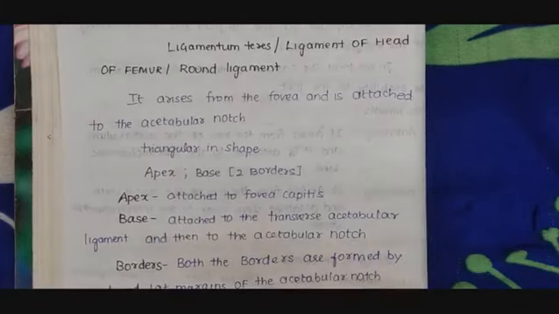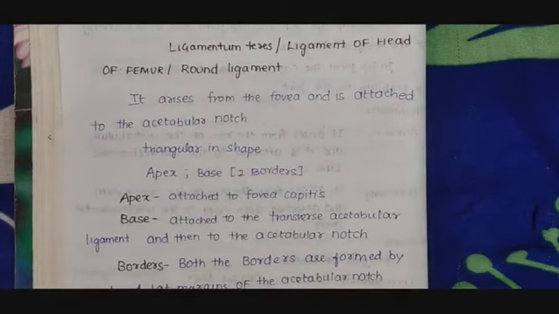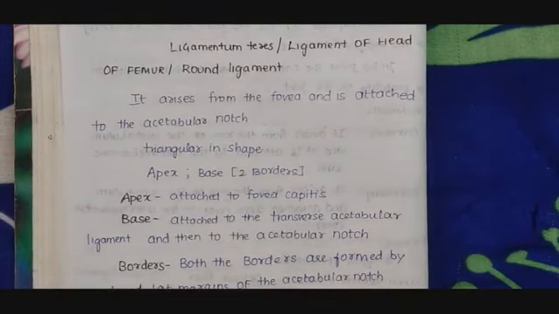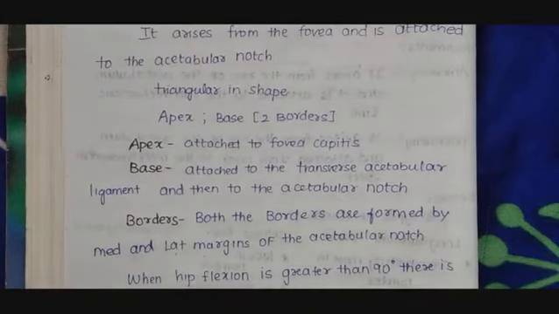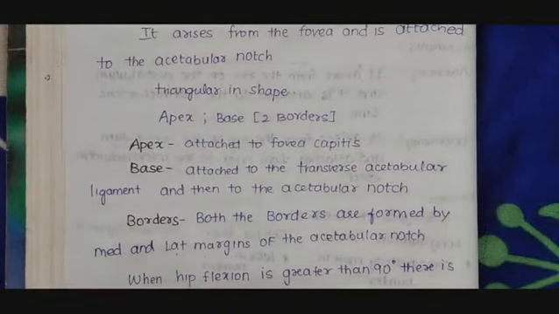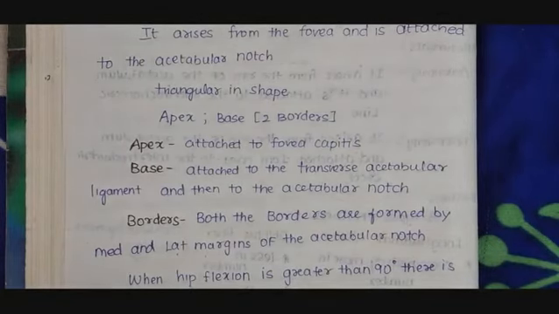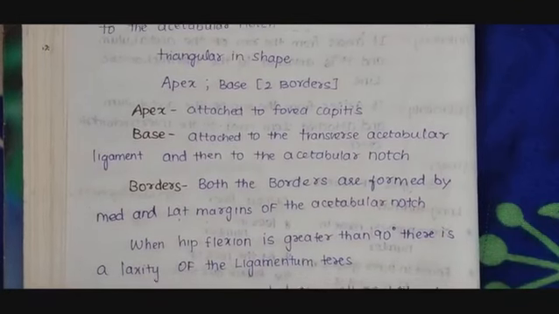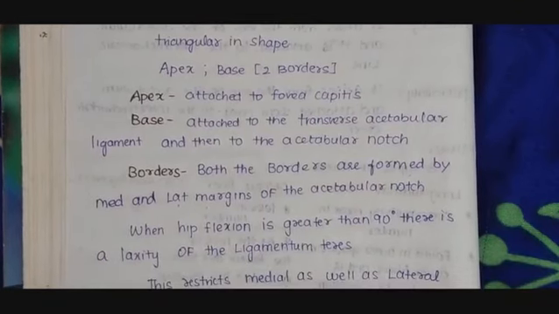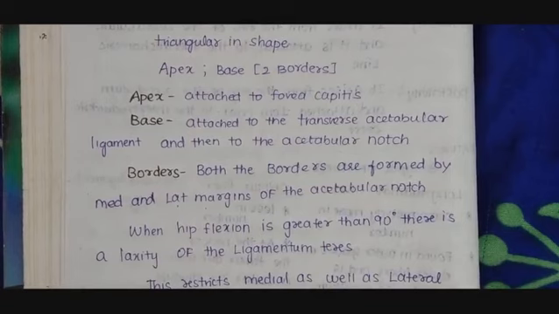First, let us discuss the ligamentum teres, which is also known as the ligament of the head of femur, and the round ligament. This ligament arises from the fovea and is attached to the acetabular notch. This ligament is triangular in shape. As it is triangular, it has an apex, a base, and 2 borders. The apex is attached to the fovea capitis, the base is attached to the transverse acetabular ligament. Both borders are formed by the medial and lateral margins of the acetabular notch.